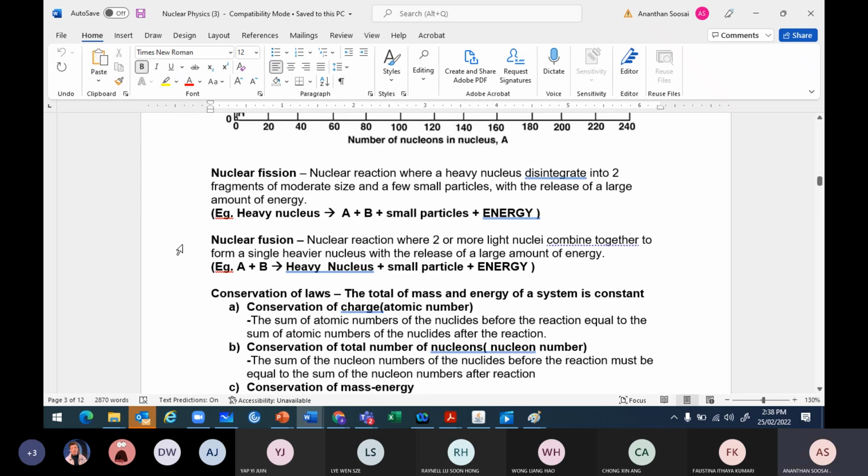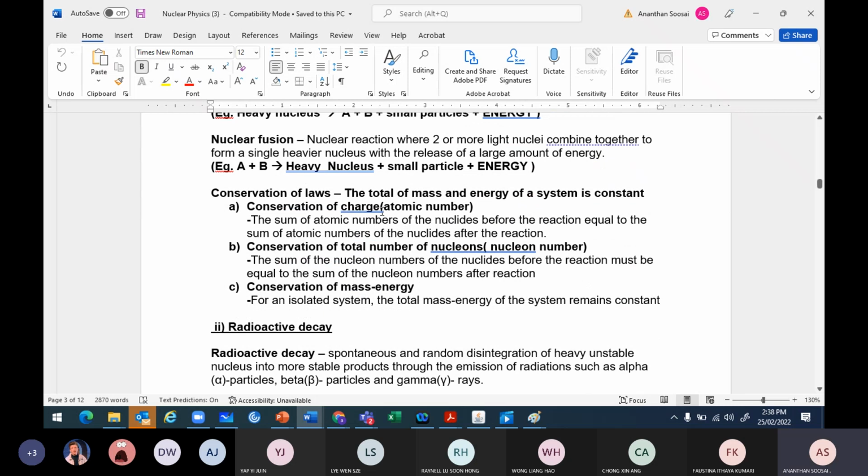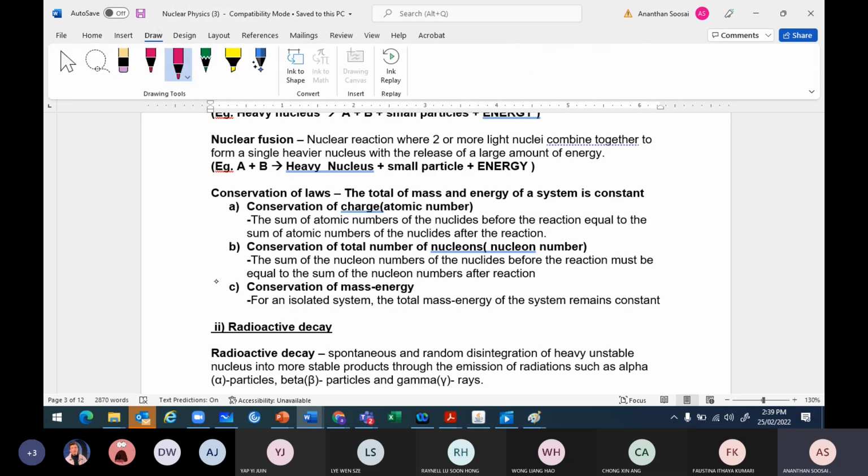And we talked about fission and fusion. In nuclear processes, a lot of physical quantities are conserved. You know this earlier from your AS. A few are listed here. Of course, charge is conserved, and total nucleon number is conserved. Something new we're going to highlight here a lot is the third one, conservation of mass and energy. Mass and energy together is conserved.